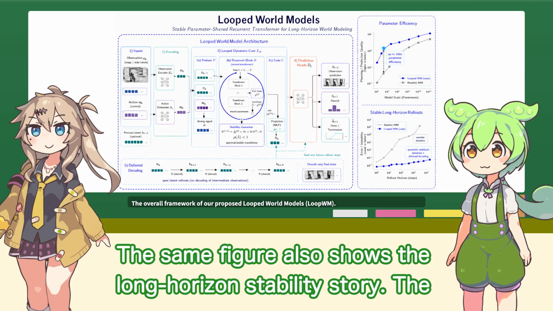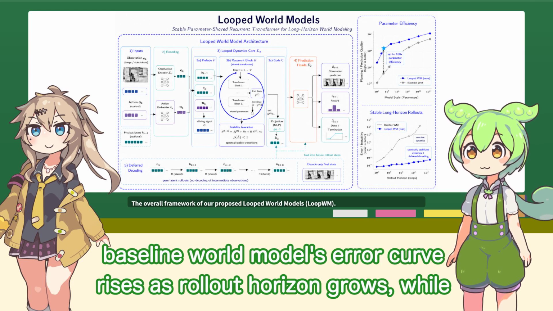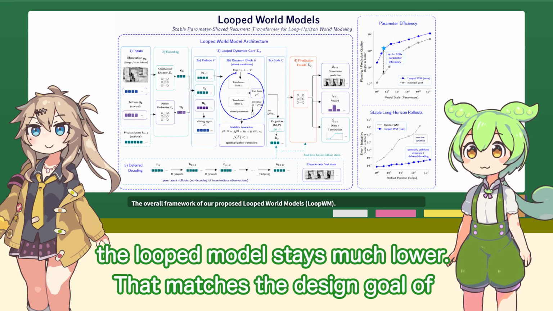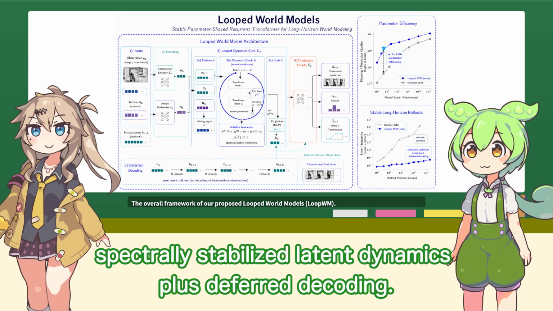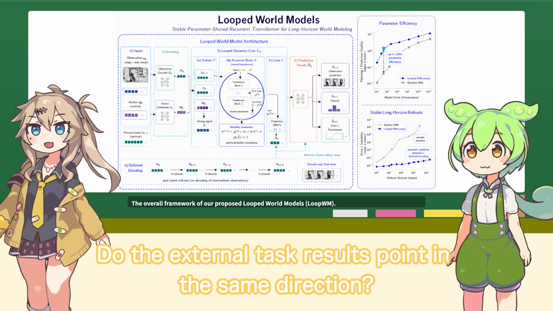The same figure also shows the long horizon stability story. The baseline world model's error curve rises as rollout horizon grows, while the looped model stays much lower. That matches the design goal of spectrally stabilized latent dynamics plus deferred decoding. Do the external test results point in the same direction?